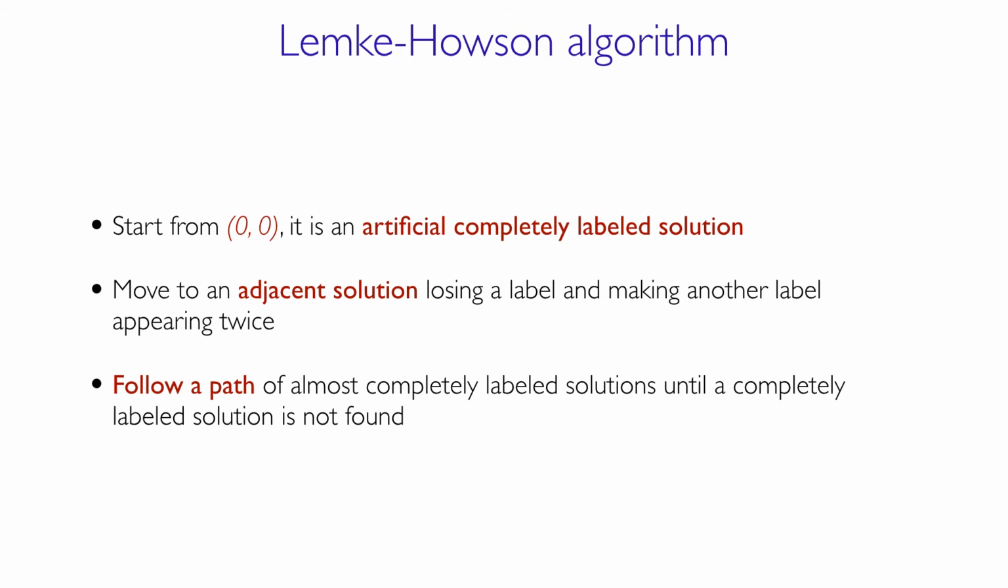The Lemke-Howson algorithm is rather simple. It starts from an artificially completely labeled solution that is not a Nash equilibrium. This artificial solution is given by a strategy playing zero probability for every action of every player. Obviously, this is not a well-defined strategy. Then, the Lemke-Howson algorithm moves to an adjacent solution, losing a label and making another label appear twice. And finally, the Lemke-Howson algorithm follows a path of almost completely labeled solutions until a completely labeled solution is found.